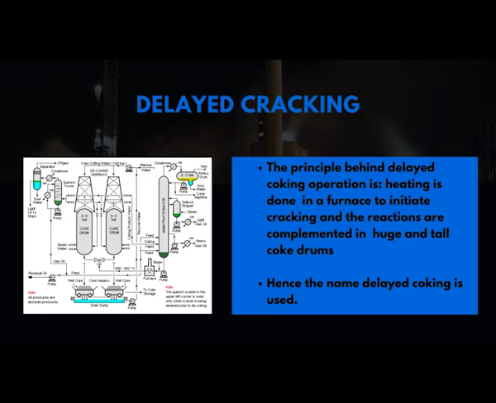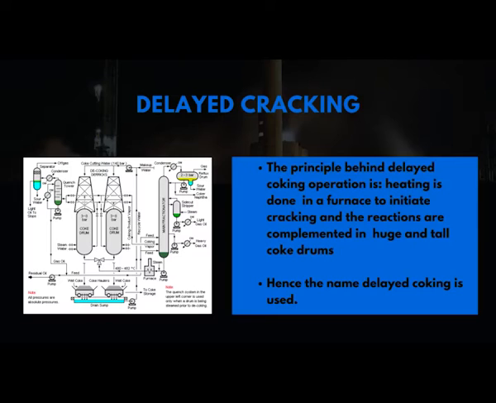Here the principle behind this operation is that heating is done in a furnace to initiate cracking, and then the reactions are completed in huge and tall coke drums. So, what does it mean? We have a furnace where the residue is heated, and when the reactions are about to happen, it is taken into a large drum where the reactions happen, and then finally coke is produced. Hence, the unit is named delayed coking. Actual coking is not happening in the furnace, it is happening in the coker drum.